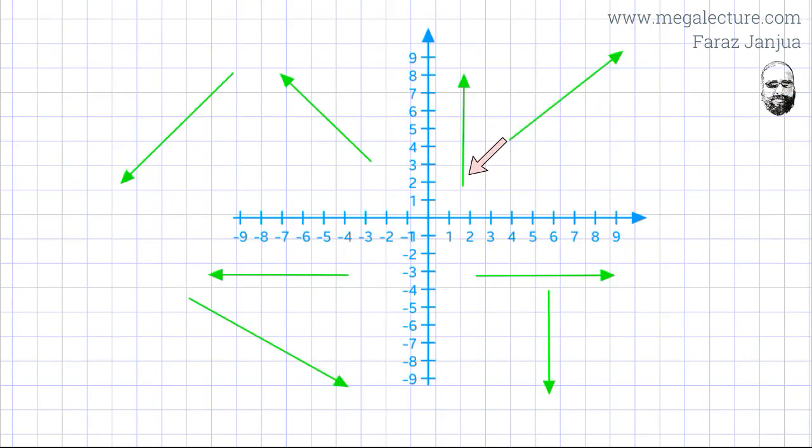Here's another way of looking at vectors. Now we can see that some vectors are vertical vectors, some are horizontal vectors, and some vectors are in between. Here are the 8 possible vectors actually.